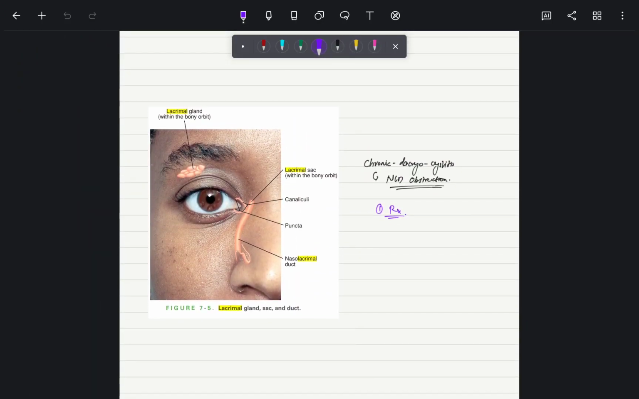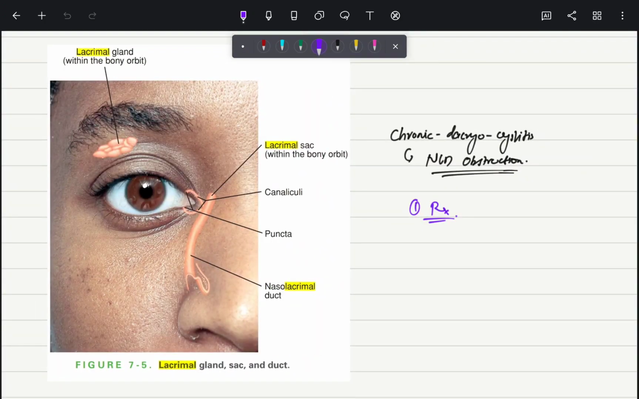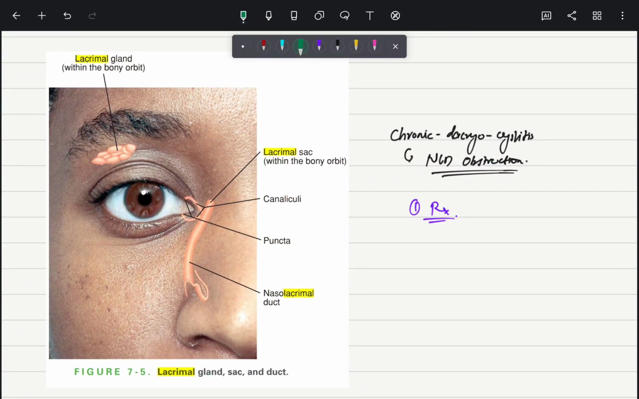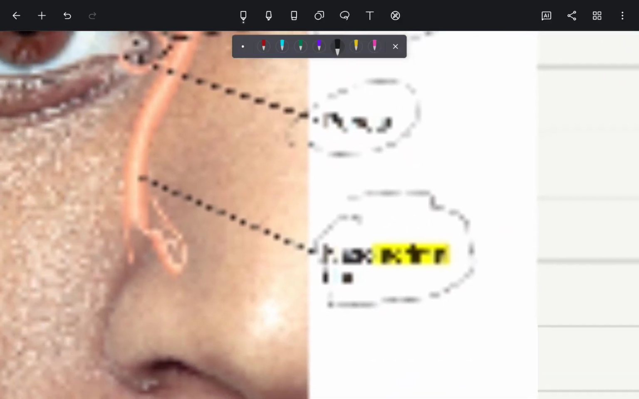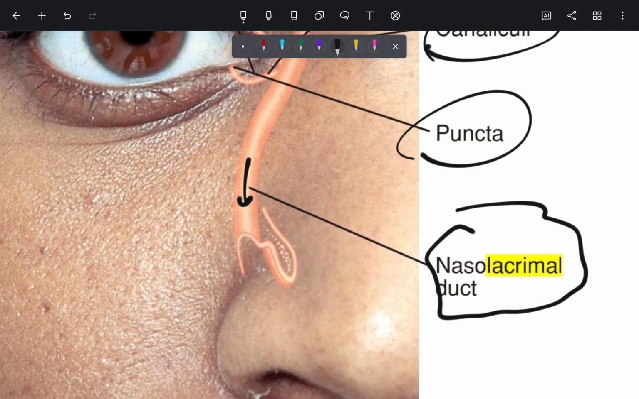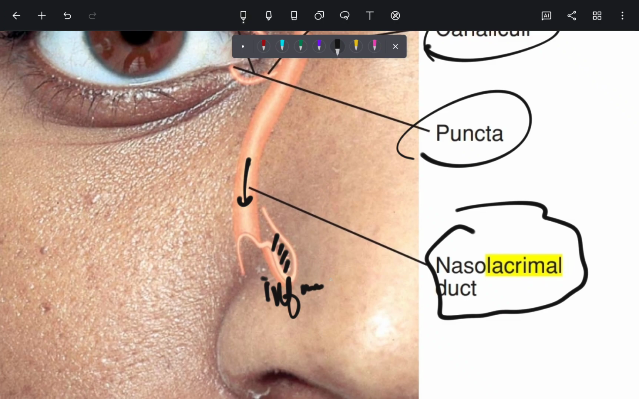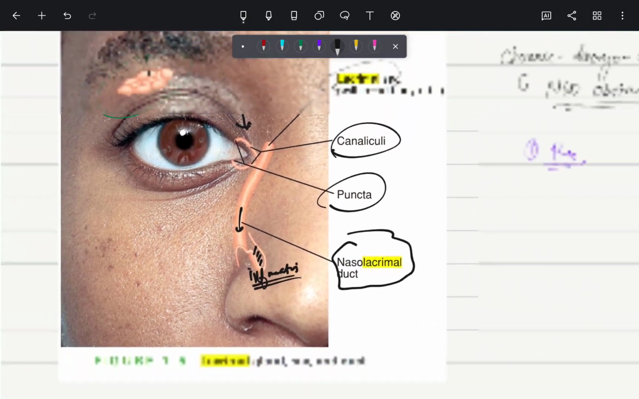Now let's see this image. So here is your lacrimal gland, and this lacrimal gland is going to drain into the upper punctum or lower punctum, eventually into the canaliculi, and eventually it will drain into the lacrimal sac. And here is your nasolacrimal duct. As you can see here, this is the nasolacrimal duct which is draining into the inferior meatus. This is the inferior meatus. I hope everyone understood this concept.